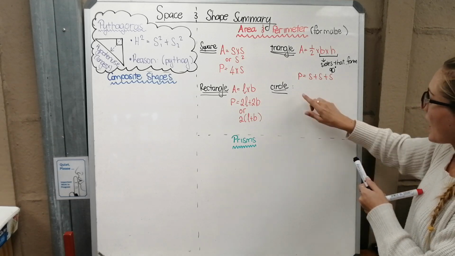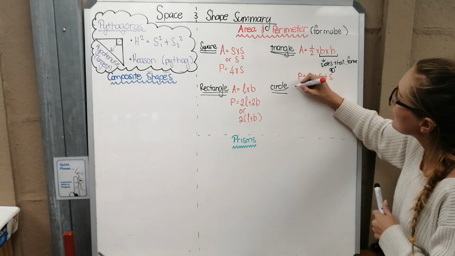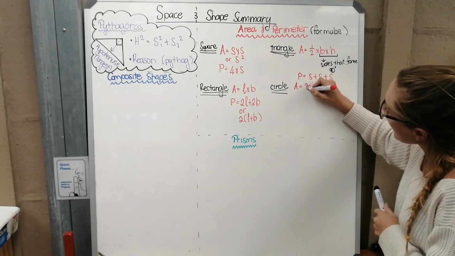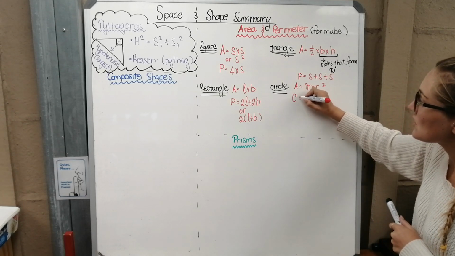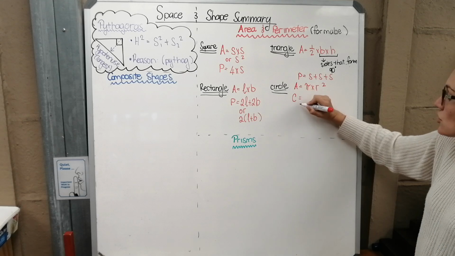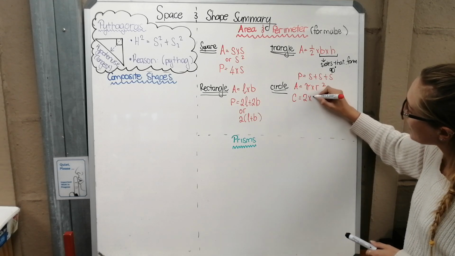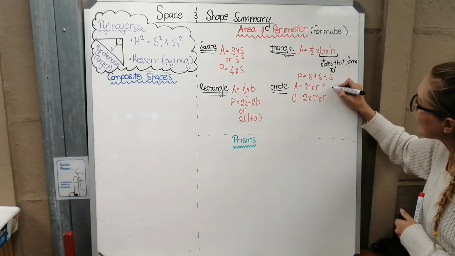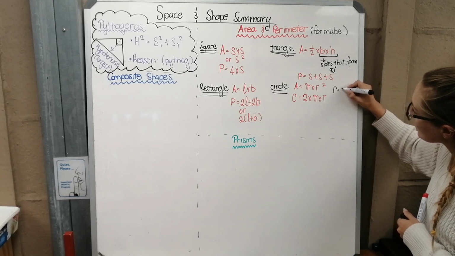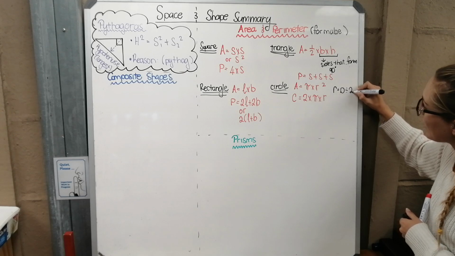Okay, if we have a normal circle, then the area is equal to pi times radius squared, and the circumference, which is the fancy word we use for perimeter of a circle, is equal to 2 times pi times radius. And a little note to self about this: radius is equal to diameter divided by 2.